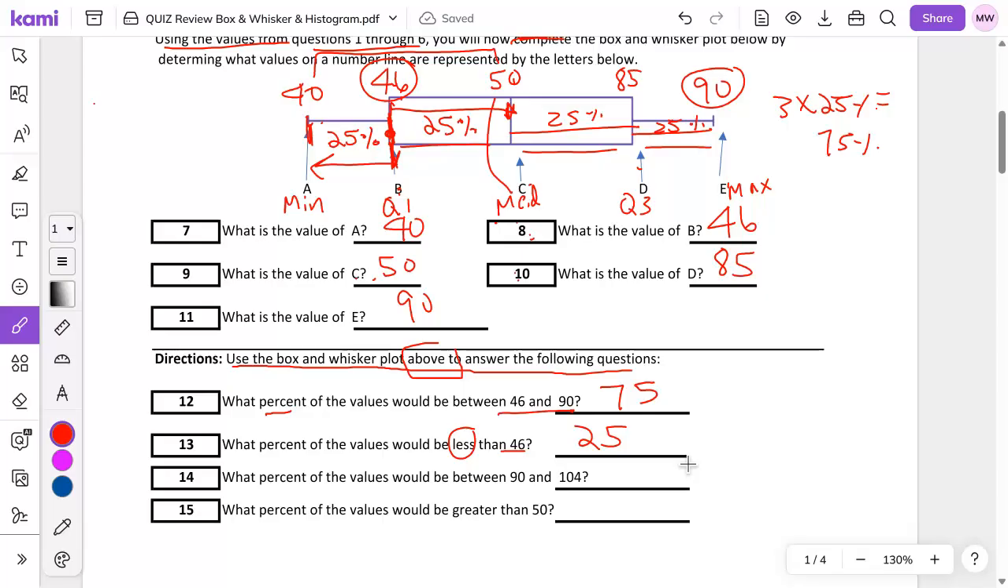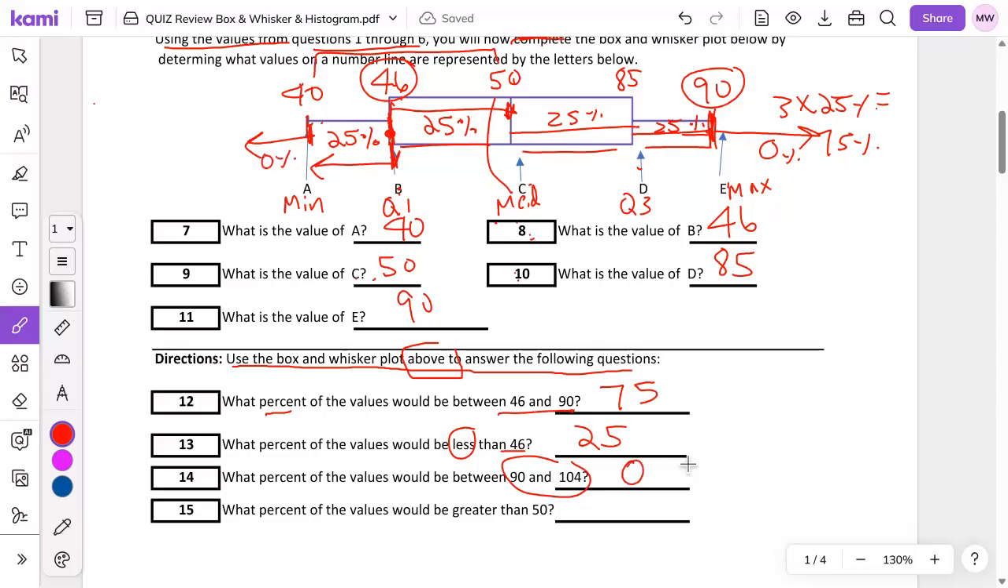What percent of the values would be between 90 and 104? Okay, this is a little bit tricky. People get confused on this. Well, 90 is right here, okay? So it's saying between here and here. Well, we have all 100% of the values from 40 to 90, so there's 0% right there, and 0% below 40, right?